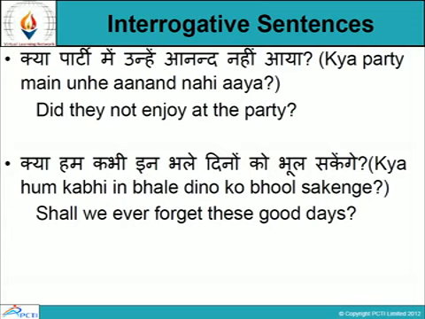Shall we ever forget these good days? क्या हम कभी इन भले दिनों को भूल सकेंगे? भूलना is forget. Good days, that means भले दिन, happy days. So can we ever be able to forget these good days? क्या हम कभी इन भले दिनों को भूल सकेंगे?